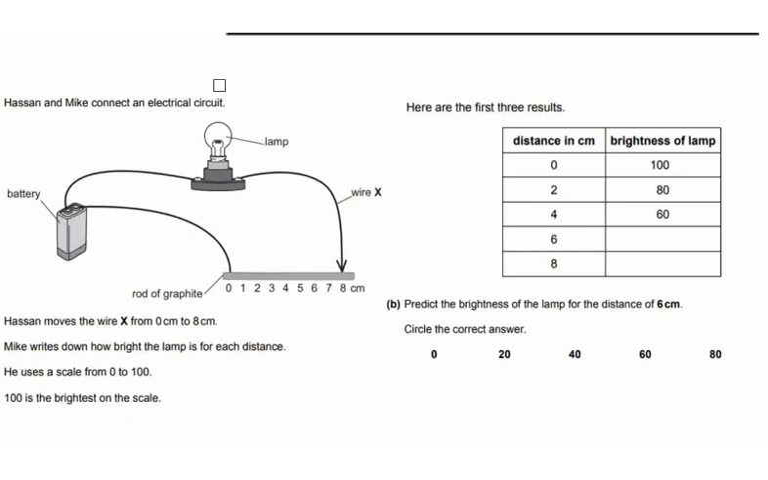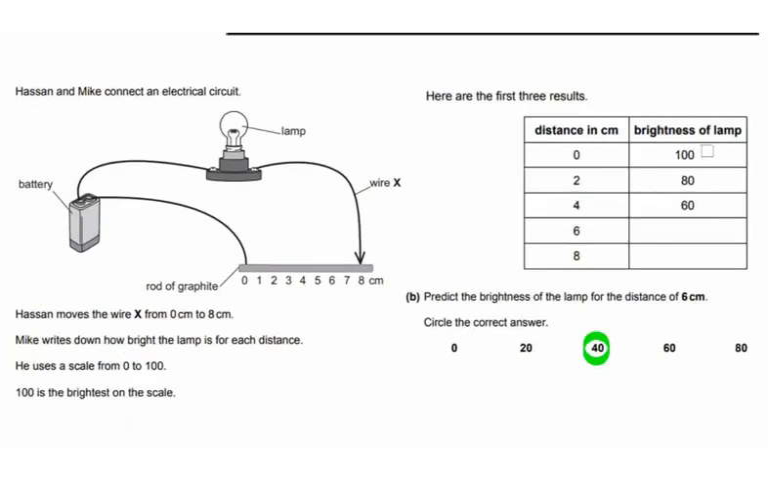Hassan and Mike connect an electrical circuit. Now, question B. This is the same question from A. Predict the brightness of the lamp for the distance of 6 cm. Circle the correct answer. Given 10 seconds from now. Well, the answer is 60 because we see there is an interval from 100 to 80. Decrease by 20. 80 minus 20 is 60 and 60 minus 20 will go to 40. Let's move to the next question.